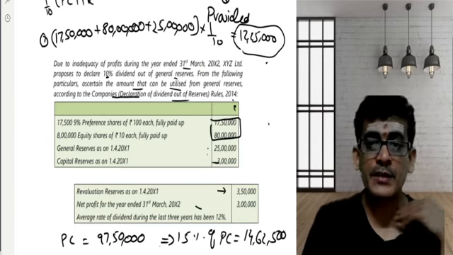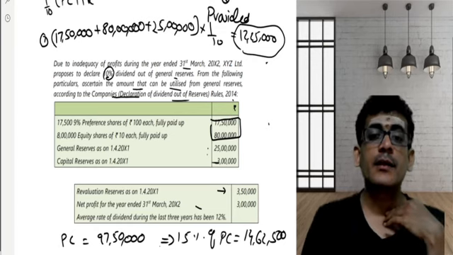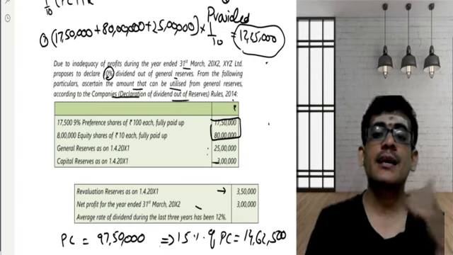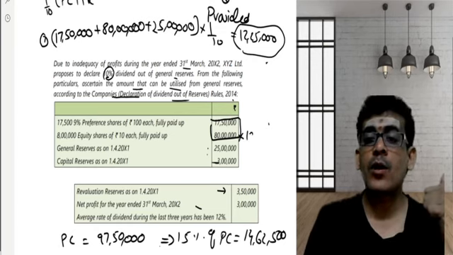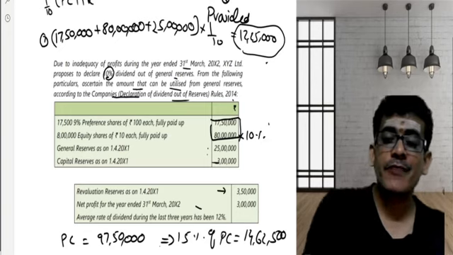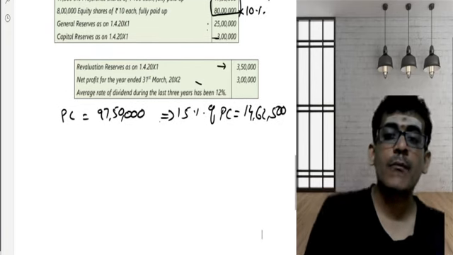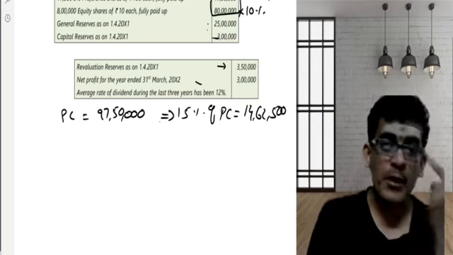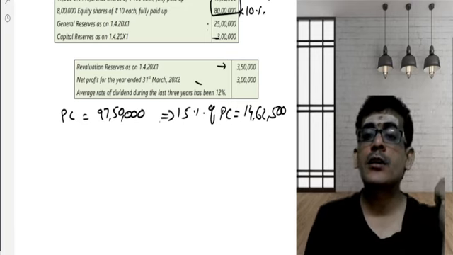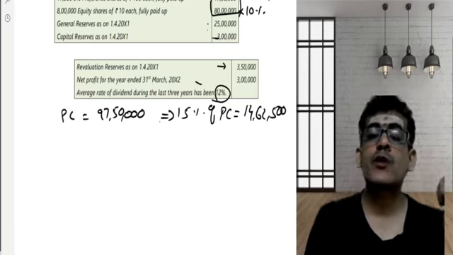Now, what is the amount of dividend you are declaring? The amount of dividend proposed to declare is 10%. Dividend will always be declared on the equity. So what is the amount of dividend declared? And one more important thing, the average rate of dividend during the last 3 years is 12%.